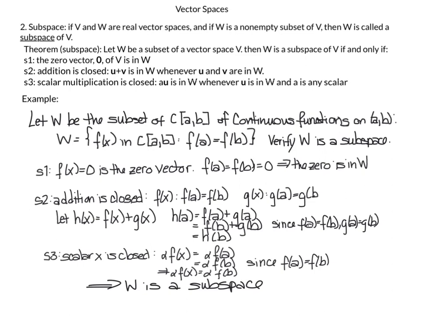Scalar multiplication is closed, so alpha times f of x, evaluated at a, is alpha f of a, and because f of a is equal to f of b, that is equal to alpha f of b. I should have said alpha f of a is equal to alpha f of b. So anyway, scalar multiplication is closed and W is a subspace.